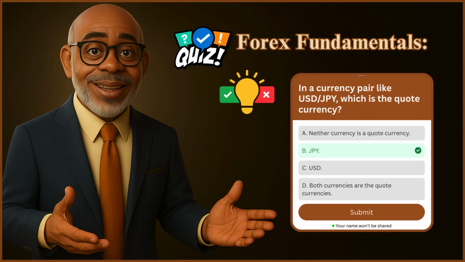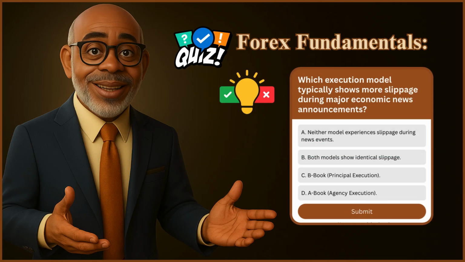The correct answer is B, the Japanese yen. In every pair, the second currency is the quote currency. It tells you how much of that currency is needed to equal 1 unit of the base currency, in this case, the US dollar.